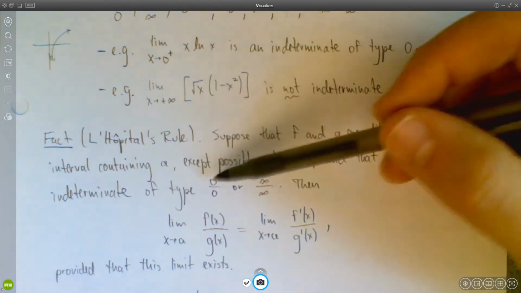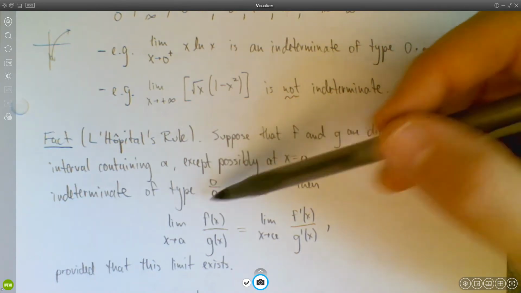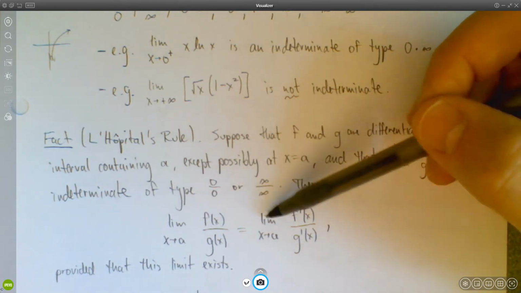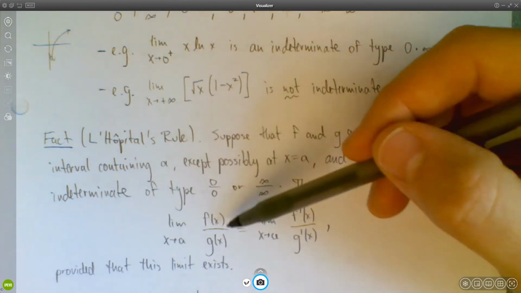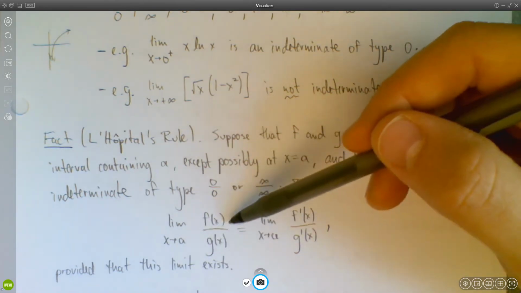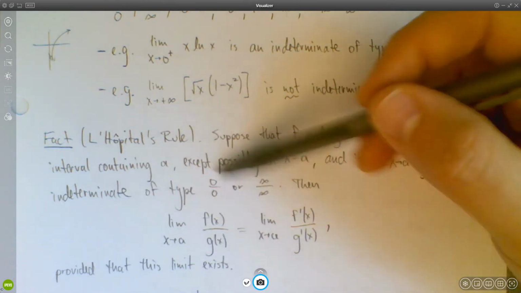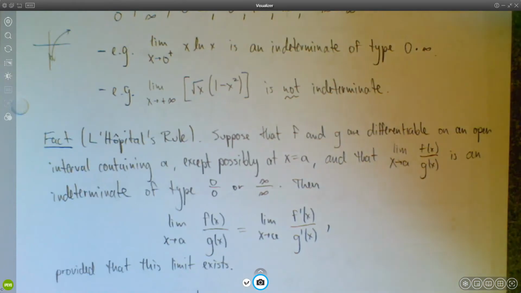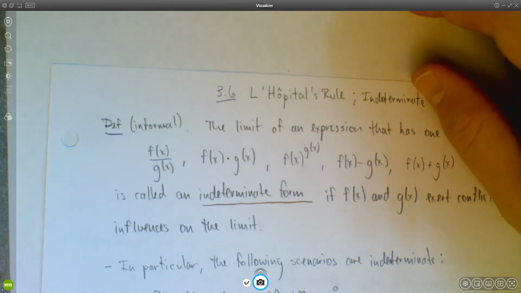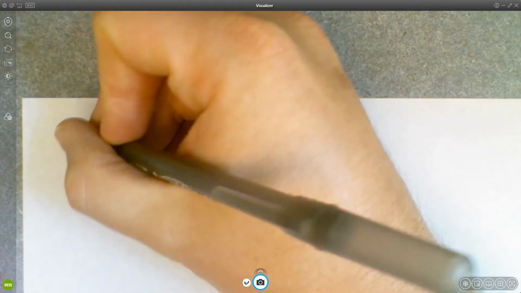Okay, but it's important that, in order for this rule to apply, the quotient you're looking at to begin with has to be an indeterminate of the type 0 over 0 or infinity over infinity. Otherwise, L'Hopital's rule does not apply. So what I want to do is give you several examples. I think I've got about 12 examples to show you. So let's do it.